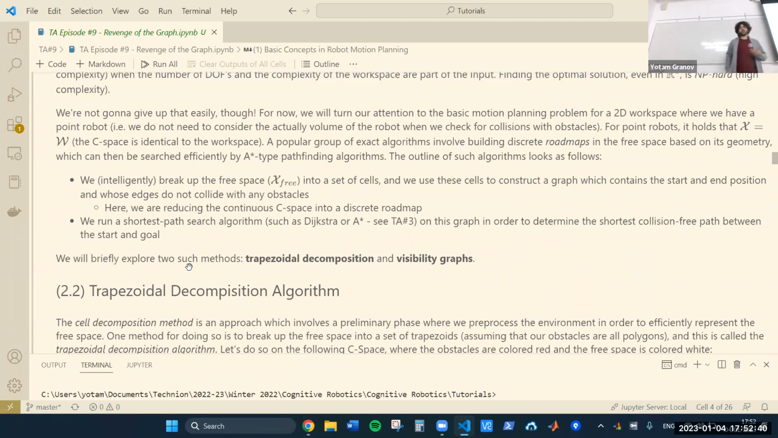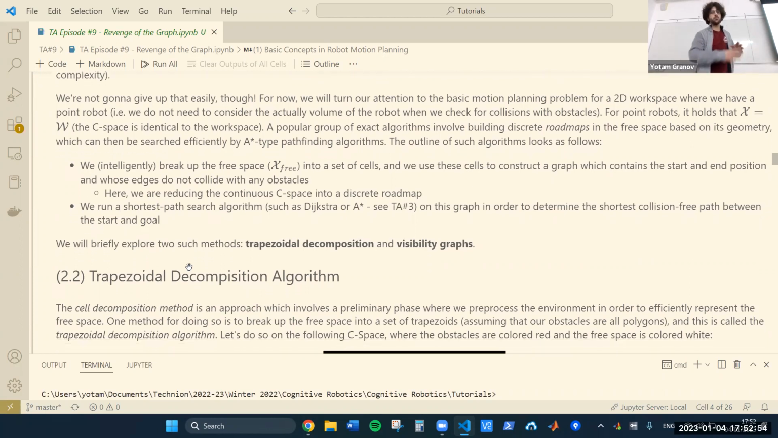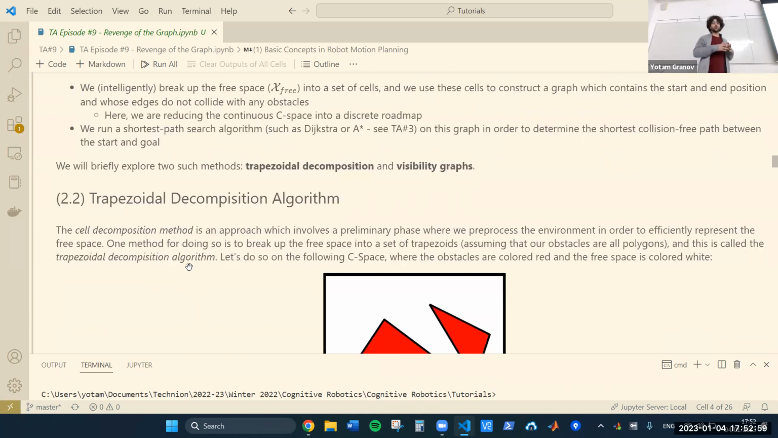The approach for solving the motion planning problem geometrically is that we'll look at the free space, break it up into different cells, use those cells to create a graph, and run a pathfinding algorithm over that graph. There are a few ways to break up the space intelligently. We'll discuss two of them: one is trapezoidal decomposition, another one is visibility graphs.